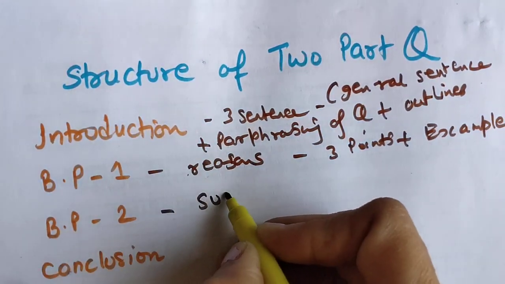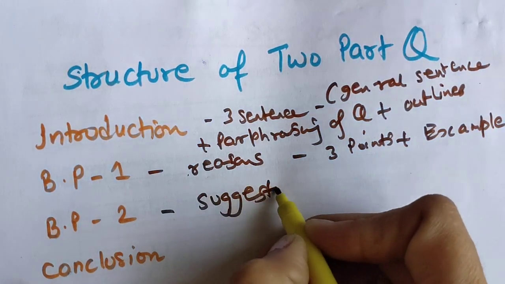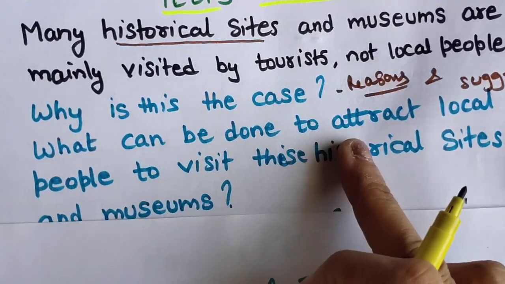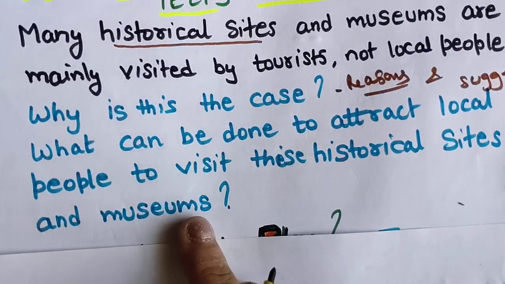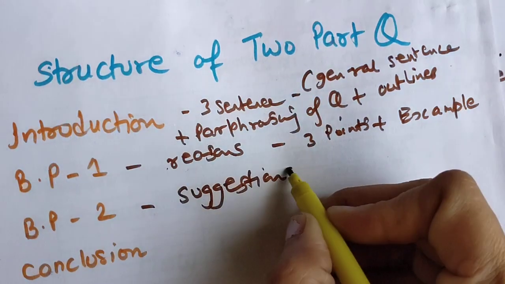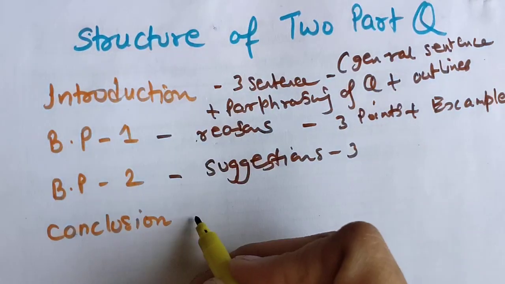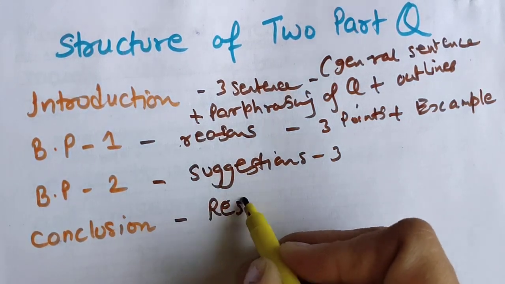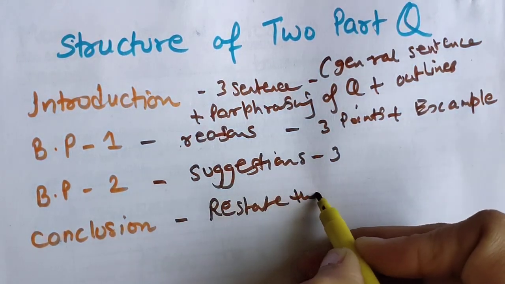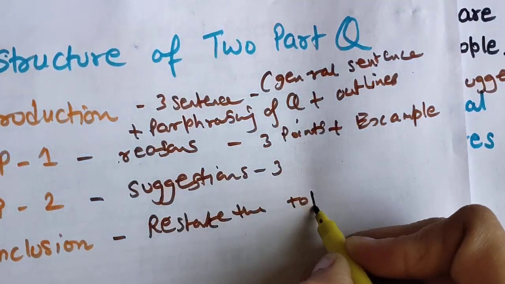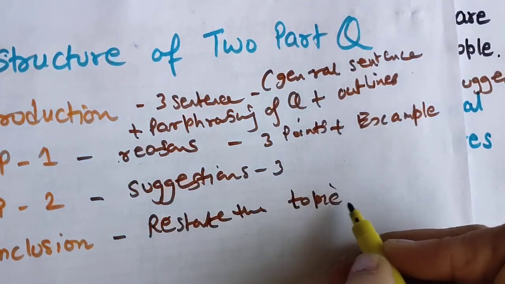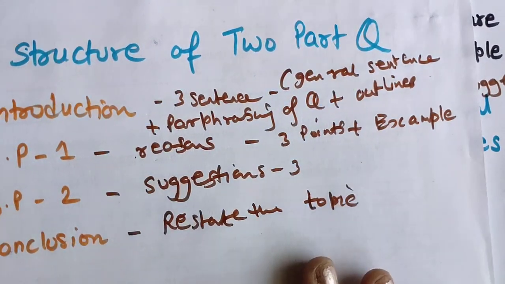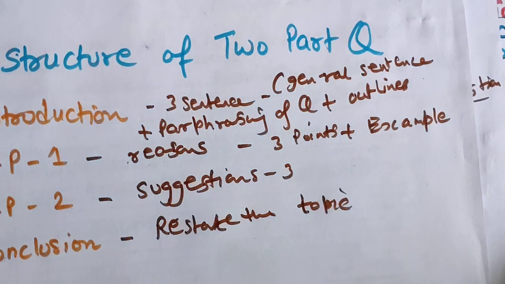BP2, you have to suggest how it can be done, what can be done to attract local people to visit these sites. Here also you can give 3 suggestions. And the conclusion, whatever you have written, you can just restate the topic. So you must be wondering why my writing is so bad. While writing it, my writing is bad, but when I write a little slower, not very slow, then I can write it better.